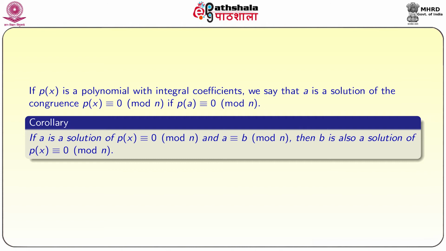That is, if p of x is a polynomial with integer coefficients, we say that a is a solution of the congruence p of x congruent to 0 mod n if p of a is congruent to 0 mod n. If a is a solution of p of x congruent to 0 mod n and a is congruent to b mod n, b is also a solution of p of x congruent to 0 mod n. This proof is easy to see, so we leave the proof to the reader.